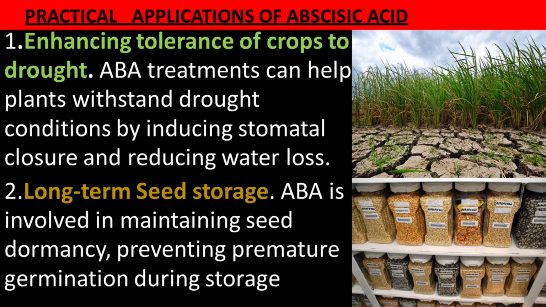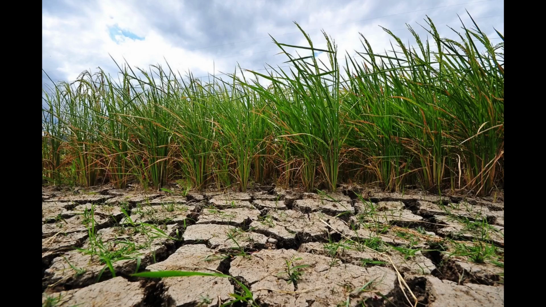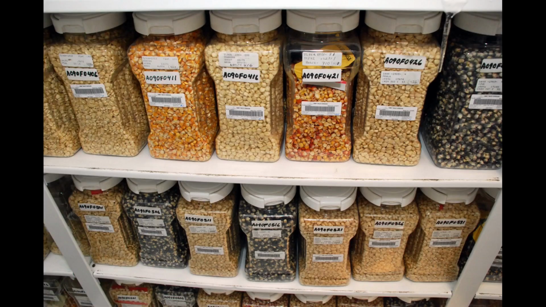Practical applications of abscisic acid. Enhancing tolerance of crops to drought: ABA treatments can help plants withstand drought conditions by inducing stomatal closure and reducing water loss. Long-term seed storage: ABA is involved in maintaining seed dormancy, preventing premature germination during storage.